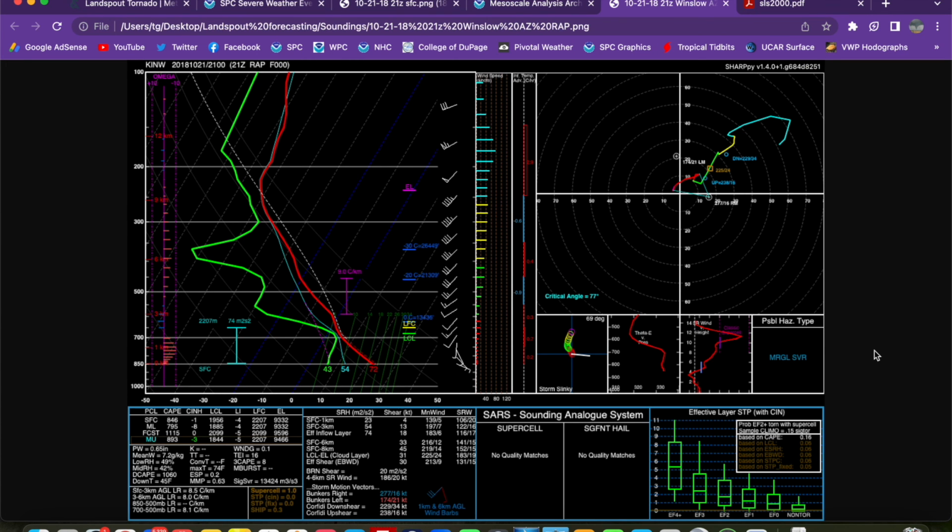Here is a RAP model proximity sounding from Winslow, Arizona at 21Z, so 2 p.m. Mountain Time, right about as the landspout was occurring on October 21st, 2018. Adequate instability, about 800 joules per kilogram of mixed layer CAPE. Low-level lapse rates very strong within that well-mixed boundary layer, 72/43. So very strong lapse rates in the low levels, approaching about 8.5 to 9 degrees Celsius per kilometer.